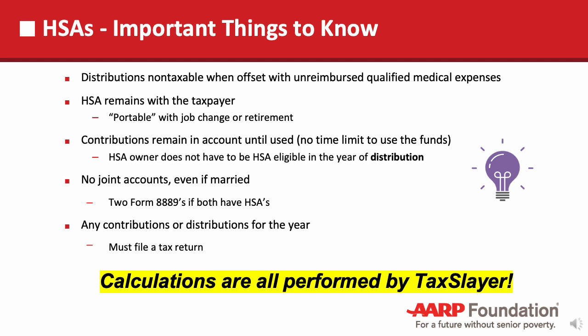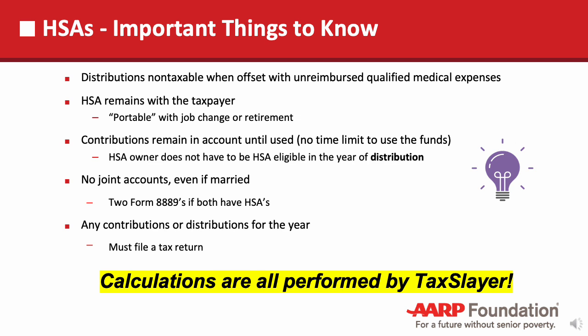Important things to know about HSAs. The distributions are not taxable when offset with unreimbursed qualified medical expenses. An HSA remains with the taxpayer. It's portable. So even if they change employers or they retire, the HSA remains with them. Now, contributions remain in the account until used. There's no time limit to use the funds. The owner doesn't have to be eligible in the year of the distribution.